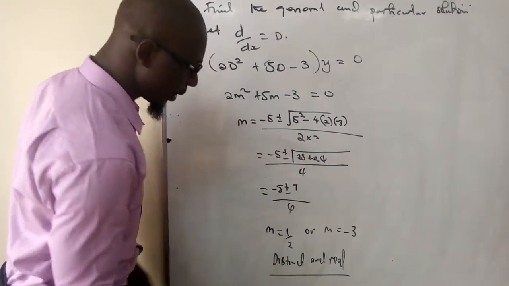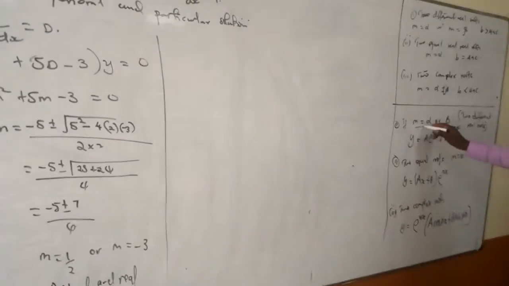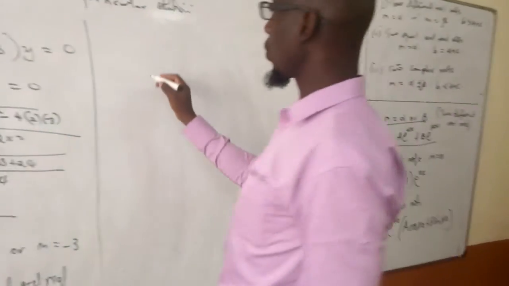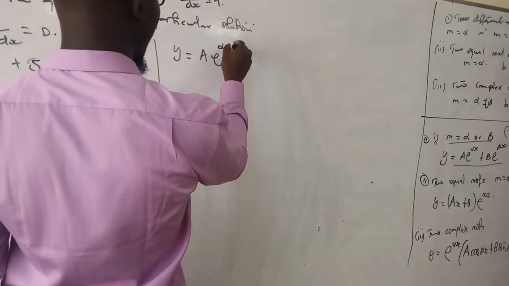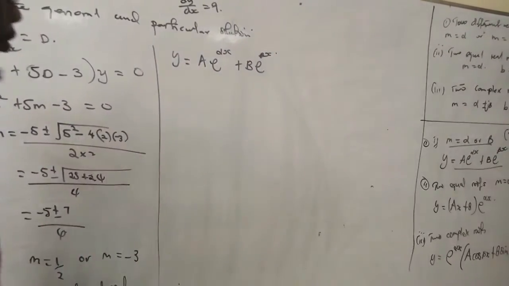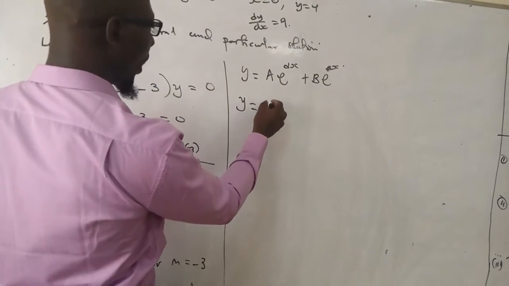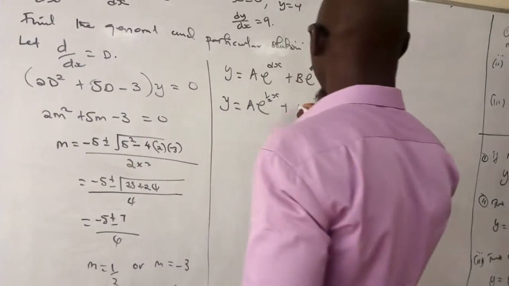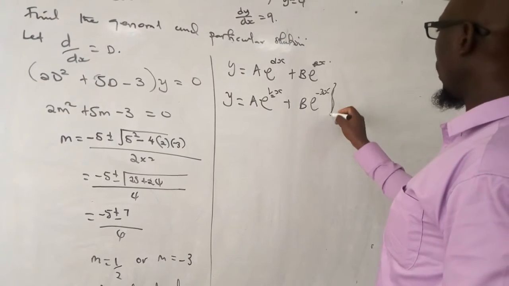So when the two roots are distinct and real, from our analogy, that is rule number 1, when both are real, we have got y in this form: y is equal to a exponential of alpha x plus b exponential of beta x. So we know our alpha and beta, so we have that our y is equal to a exponential of a half x plus b exponential of negative 3x. So this one is our general solution.